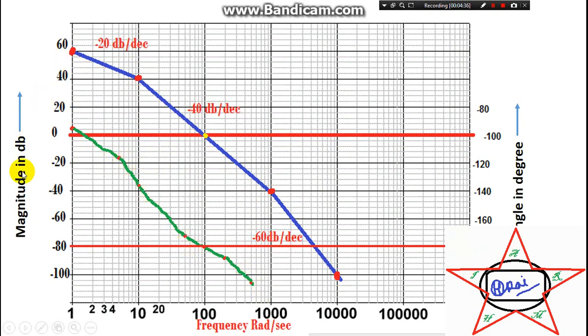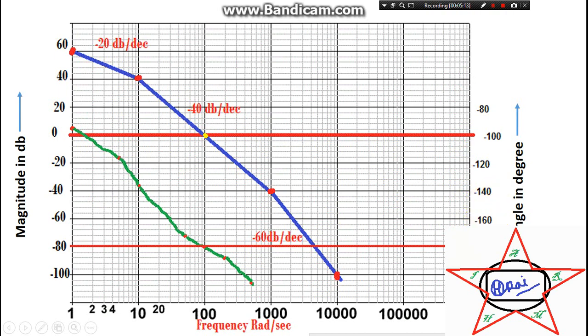On this side we have taken magnitude in dB, and on this horizontal axis we have considered frequency in radian per second. Opposite to this magnitude term, in this corner we have considered angle in degree. Why this side? Because if we put it on the same side, the magnitude and the degree would overlap. So we have just considered this corner of the semi-log graph sheet as the angle, and it is in degree.